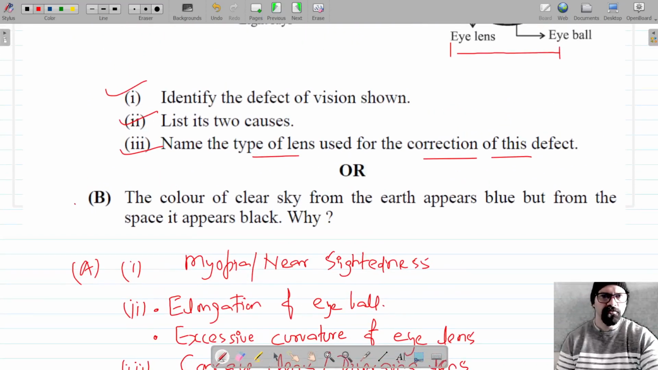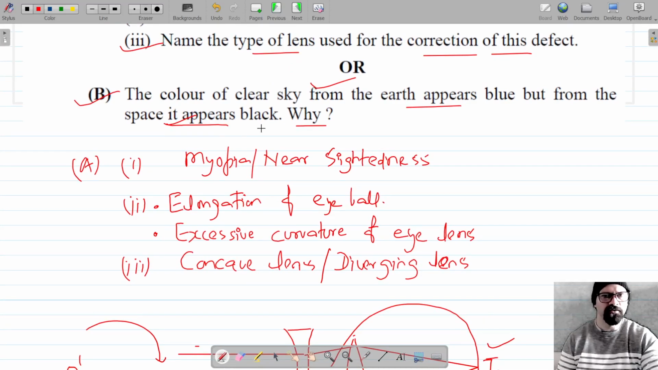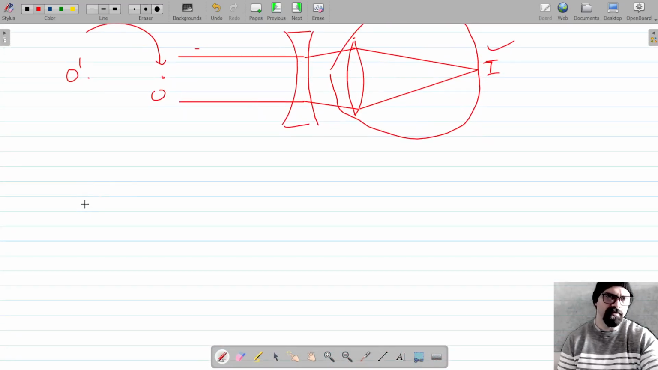Okay, next question is: the color of the clear sky from the Earth appears blue, but from space it appears black. Why? So give the reason for the blue, and for the persons at higher altitudes it's black. Let's give the reason for that.